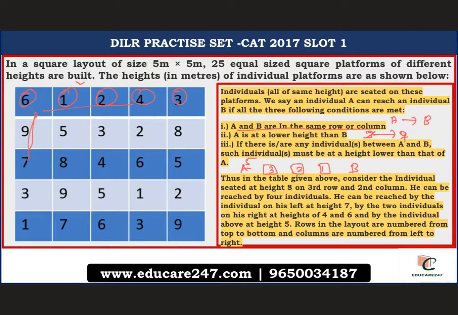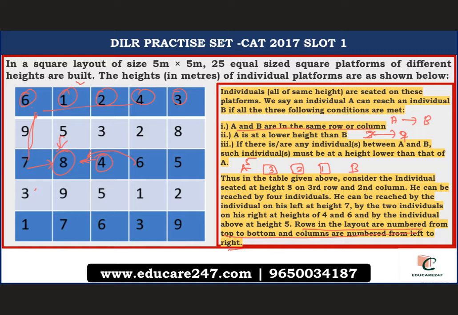So thus in the table given above, consider the individual seated at height 8 on the third row. So this is the third row, height 8 over here is this, and second column. He can be reached by 4 individuals. He can be reached by the individual on his left. This 7 can reach, this 4 can reach, this 5 can reach, and even this 6 can reach over here. You can see that between 8 and 6 only 4 is there, which is lesser in height. So even he can reach. Rows in the layout are numbered from top to bottom and columns are numbered from left to right.